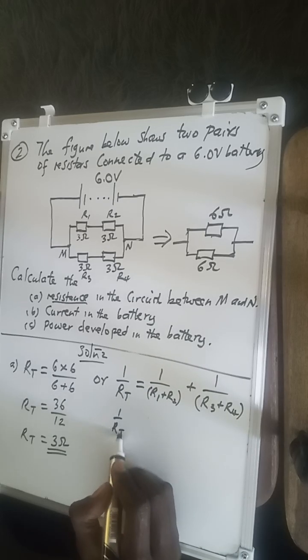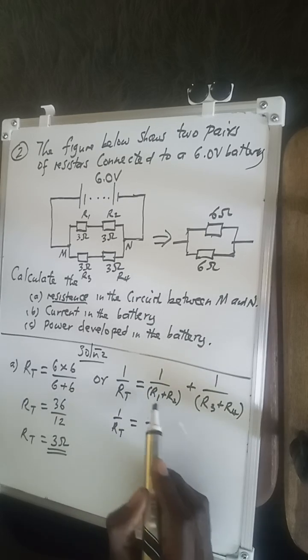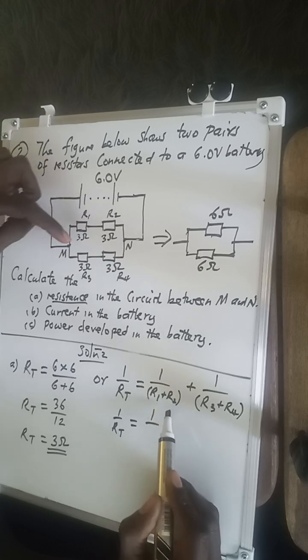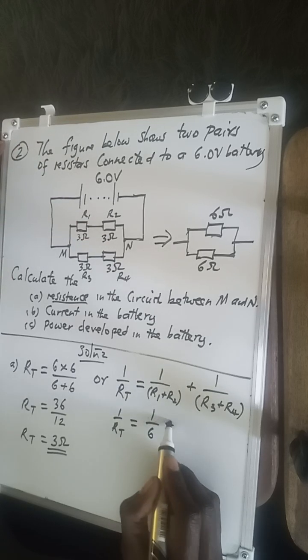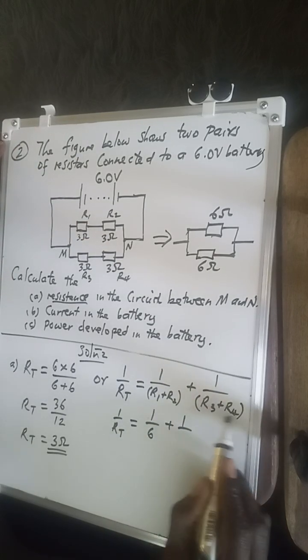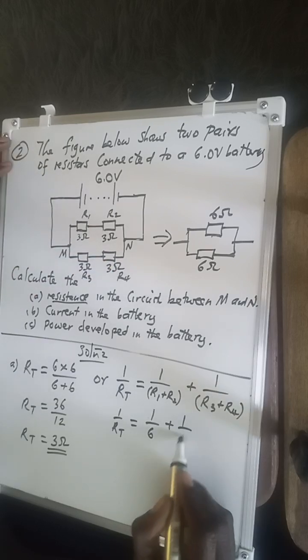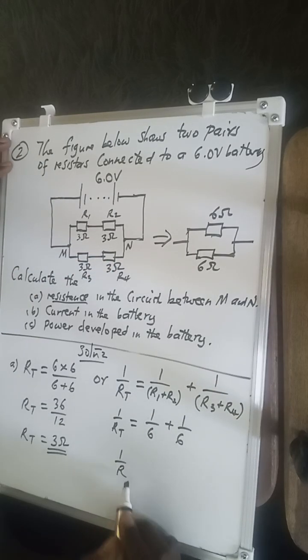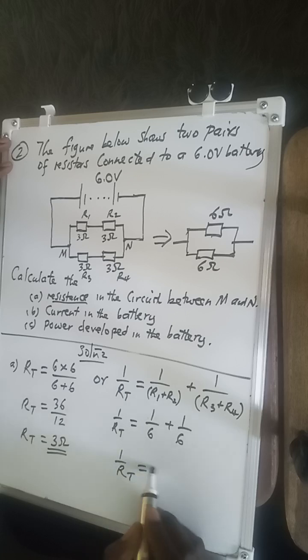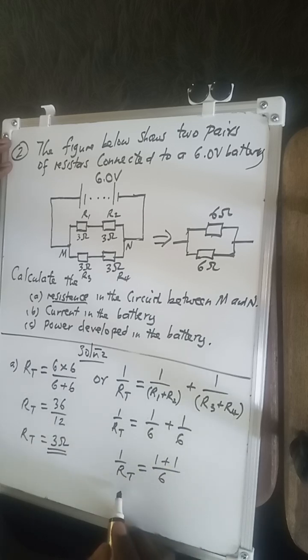It will be 1 over R total is equal to 1 over, when you add R1 plus R2, 3 plus 3, that's a 6, plus, again it will be 1 over, again when you add R3 and R4, that's a 6. So it would have been R total is equal to the common denominator there is a 6. 6 into 6 is 1, 1 times 1, 1 plus 6 into 6 is 1, 1 times 1 is a 1. So we are going to have 1 over R total is equal to 2 over 6.